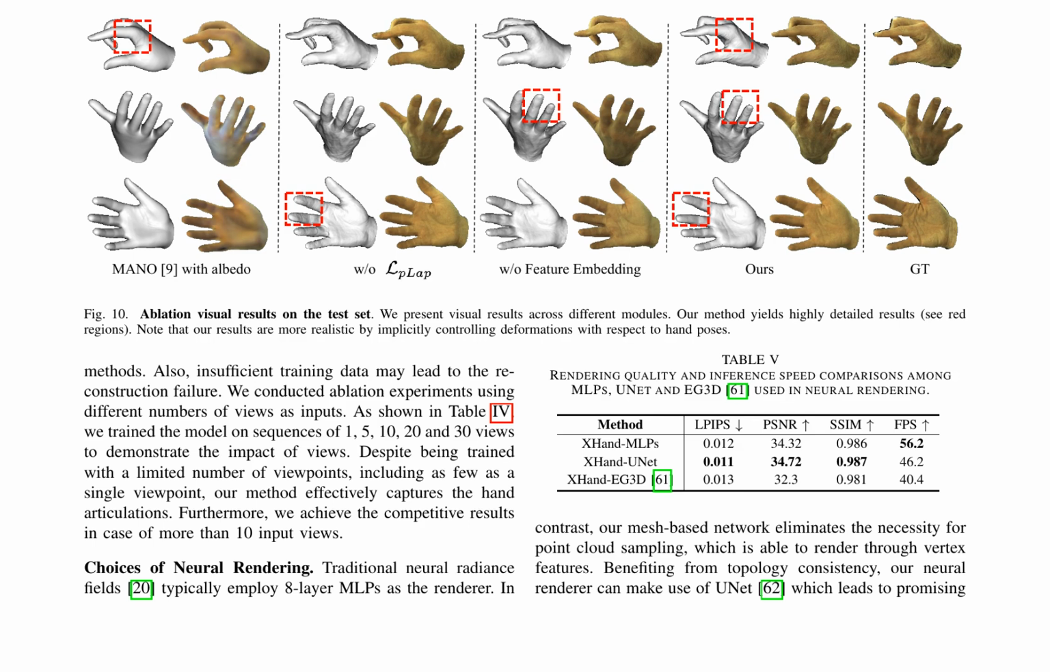In terms of neural rendering, the proposed mesh-based network is compared to traditional neural radiance fields [20] and other methods like UNet [62] and EG3D [61]. The results show that the proposed method achieves competitive rendering quality and inference speed compared to these alternatives, highlighting the advantages of using a mesh-based network for neural rendering.